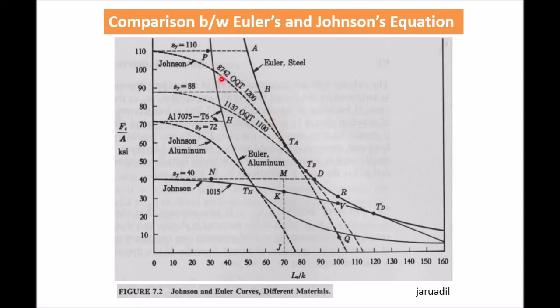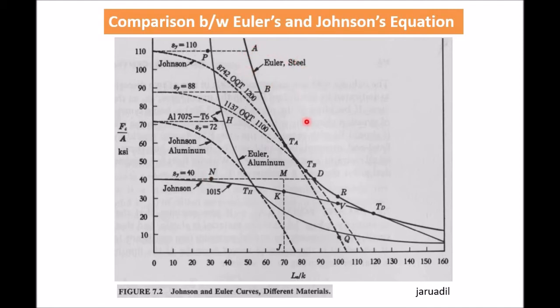So meron pang mga iba-ibang klaseng graph. Halimbawa sa 8742 OQT 1200, ito yung graph niya. Halimbawa 1137 OQT 110, ito naman yung graph niya. And so on. So si Johnson, ang pinaka-baba niyang graph ay itong sa 1015, which is, kung titingnan nyo sa table, itong 1015 ay low carbon steel ito. So ito naman ay yung mga high carbon steel.